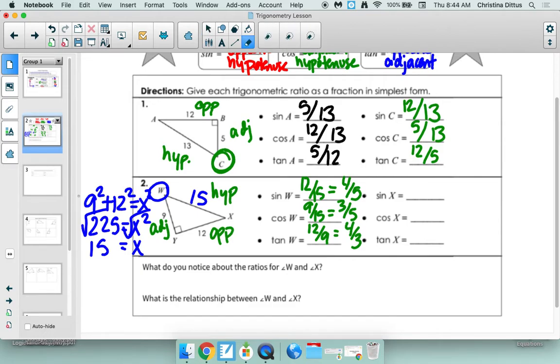So if we get improper fractions, you want us to leave them improper? Yeah. Oops, I erased my 15. I'm sorry. Yeah, improper fractions are okay.